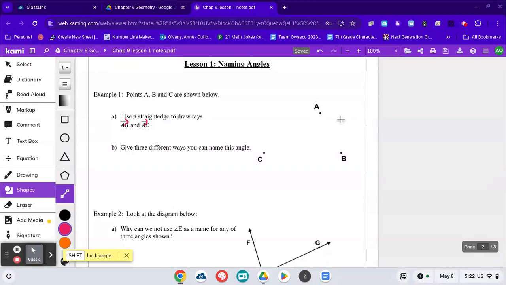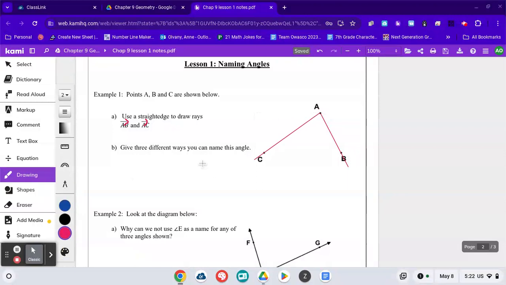All right, so I'm going to make ray AB like this. And I'm going to make ray AC like this. And because they're rays, I'm going to put arrows on the ends of them because rays extend endlessly in one direction. Now I can name this angle, give 3 different ways you can name this angle.